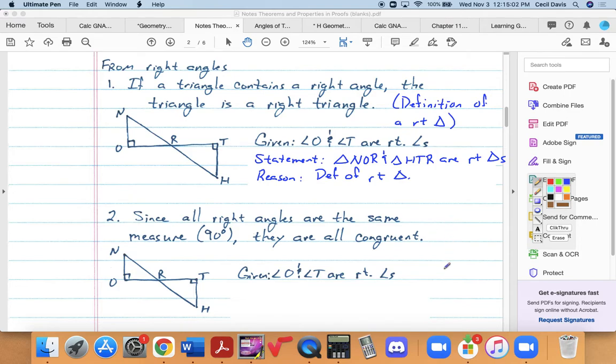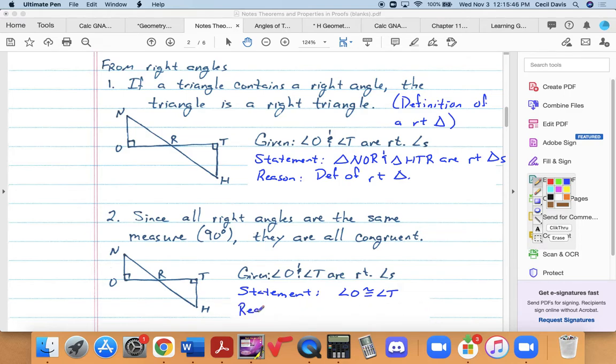Now, notice on this next one, the given is the same and the diagram's the same. But remember, I told you a second ago that there are always two things you can get from right angles. So if these are both right angles, are they both the same size? What do we call angles that are the same size? Congruent angles. So our statement for this, and again, when you're doing proofs, if you're not sure whether to say you have right triangles or to say that those two angles are congruent, then do both. It's never going to be wrong. Angle O is congruent to angle T.